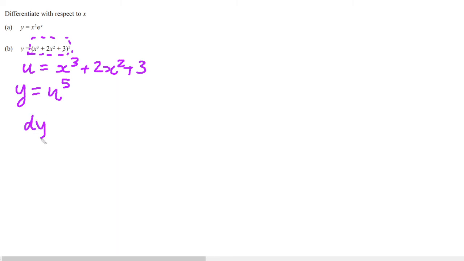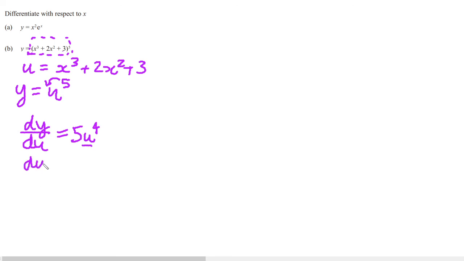and differentiate it with respect to u, so on the left side, you get dy by du. On the right side, u to the 5 differentiated with respect to u becomes 5 times u to the 4 because of the power rule. The 5 goes down and is replaced by the exponent 4 below it. dy by du is 5u to the 4. Remember, that's 5u to the 4, not 5x to the 4, because you're dealing with u here.